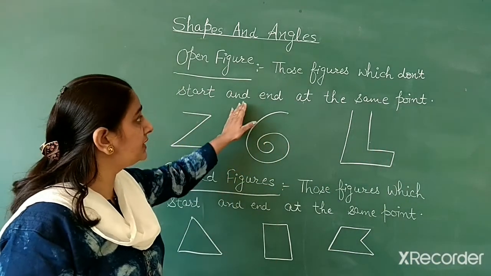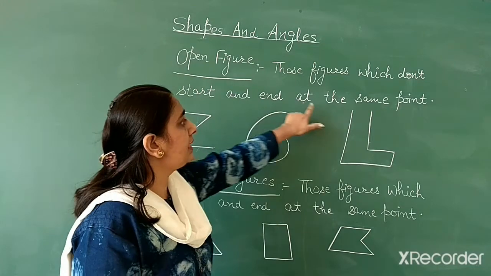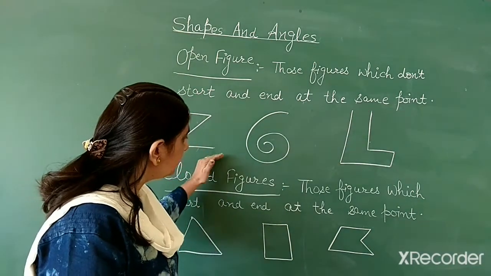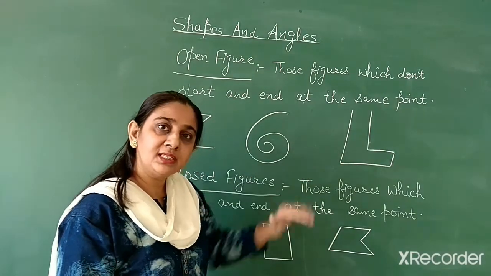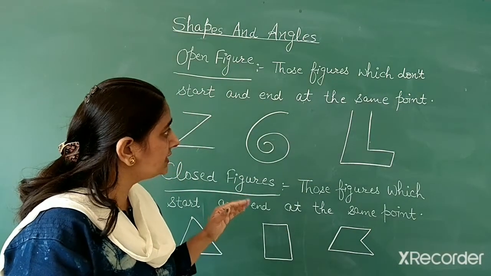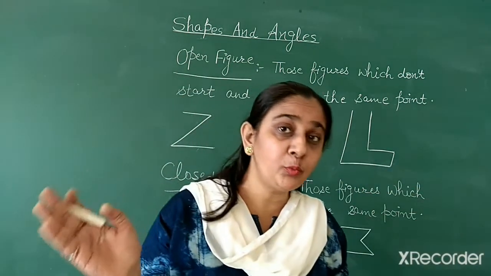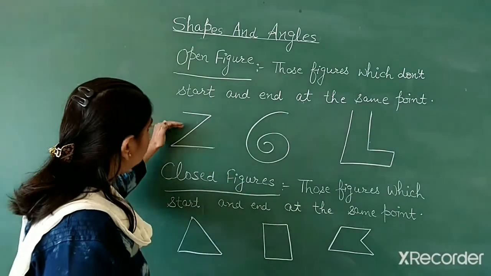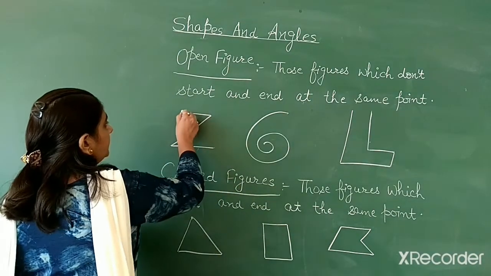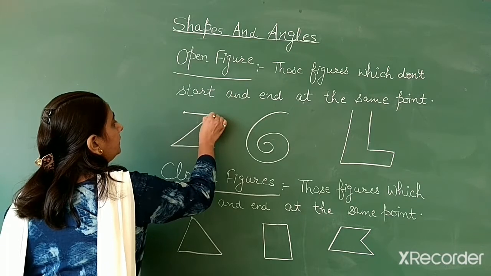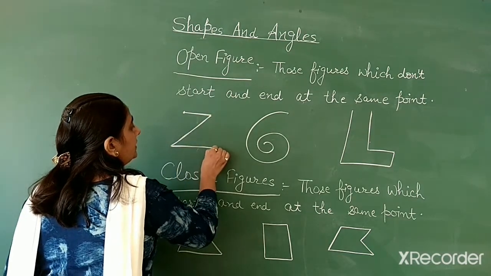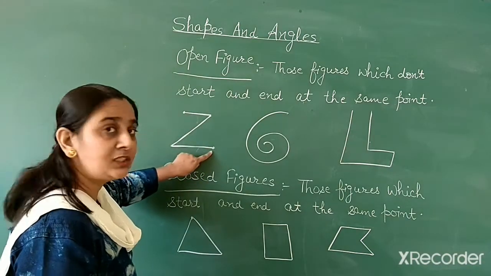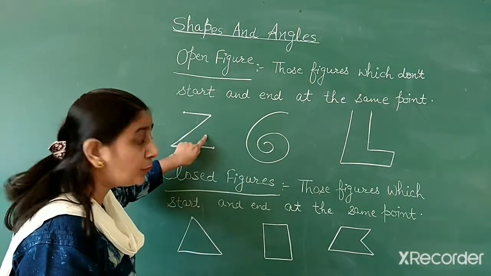Open figures are those figures which do not start and end at the same point. So, here you will see I have drawn some open figures in front of you. Open figures are those figures in which the starting point and ending point will be different from each other. So, look at this first figure, children. In this figure, this is the starting point, and it ends at this point. So you will see the starting point and ending point are different. So this is an open figure.